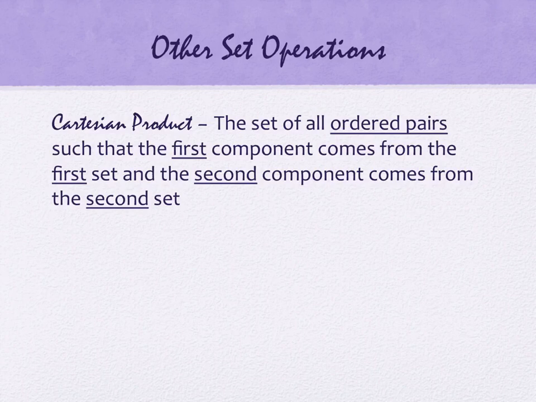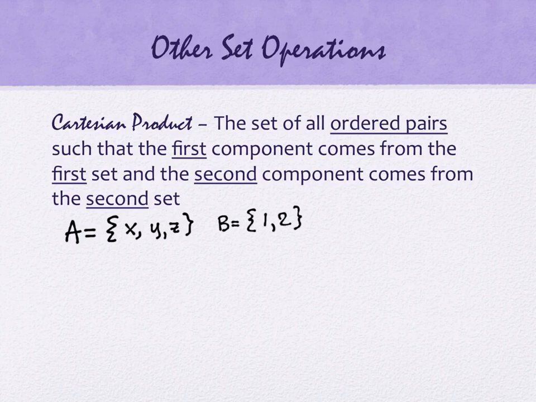In an effort to show you what this looks like, we're going to create a couple sets. A is going to be the set X, Y, Z. And B is going to be the set 1, 2, just for the sake of seeing that we can combine pieces and not lose track of where they came from. So letters in the first set, numbers in the second set. So what the Cartesian product says, so A cross B, is that I make an ordered pair so that the first piece comes from the first set and the second piece comes from the second set.